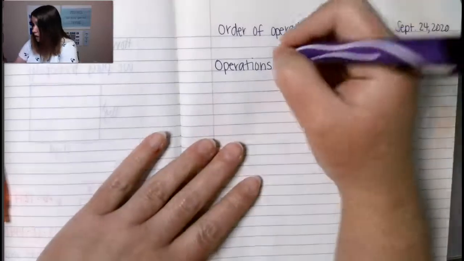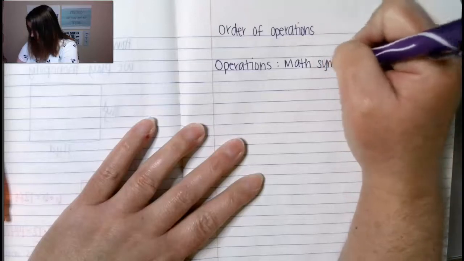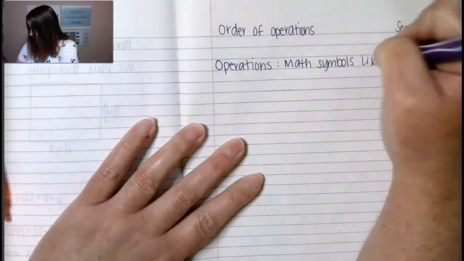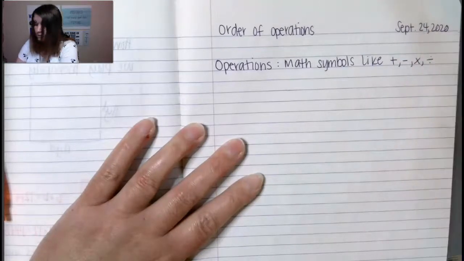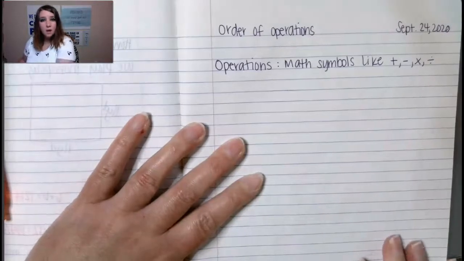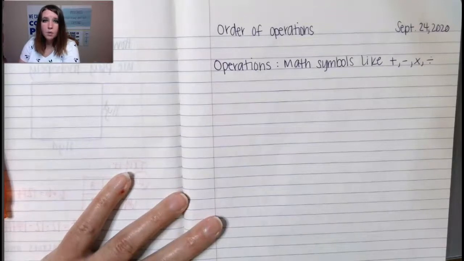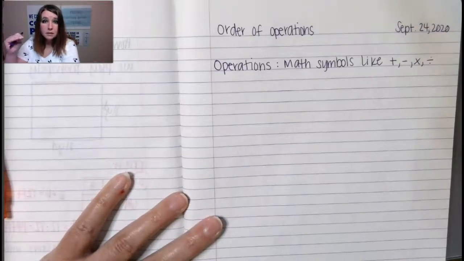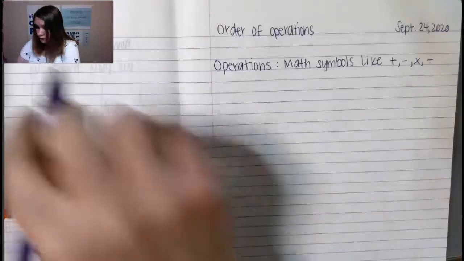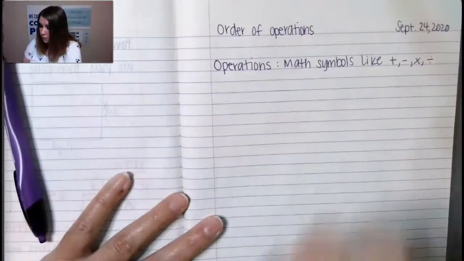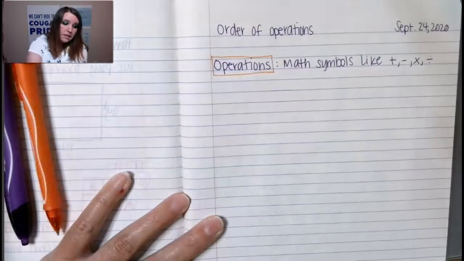So the operations are math symbols, like addition, subtraction, multiplication, and division. And the reason why we call it the order of operations is because it's just the way or the list, the step-by-step, the order in which we have to solve them. So it's called the order of operations, so that way we know what to do first, what to do second, what to do third, and so on.